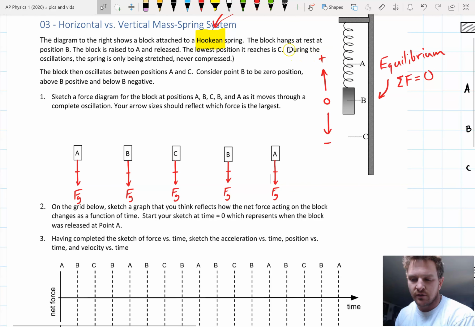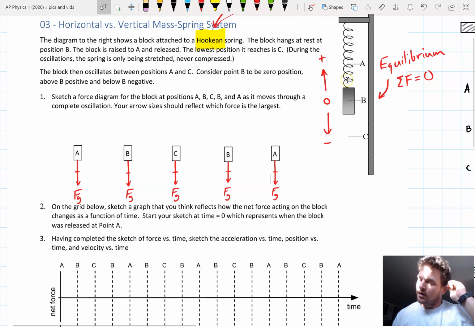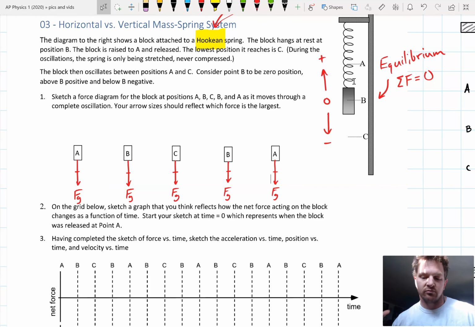One thing it says in our instructions: during the oscillations, the spring is only being stretched, never compressed. When something goes from being stretched to compressed, the direction of the spring force changes, right? So if it's only ever being stretched, the spring force is only ever going in the same direction. For us, it's always going to be going up.